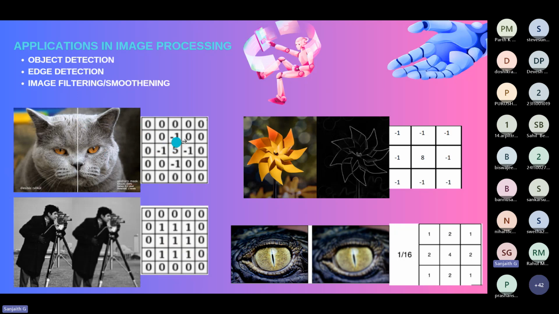For this kernel, everything cancels out when you add it, except at the center, where you get some positive extra value. With that positive extra value, you're able to get the sharpened image. So this is about convolution in image processing.